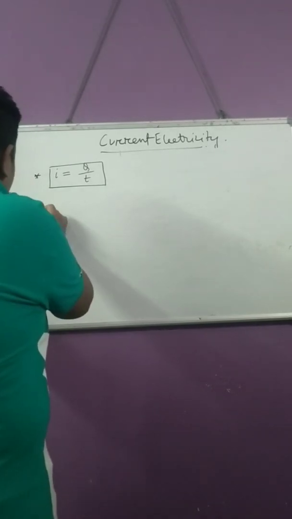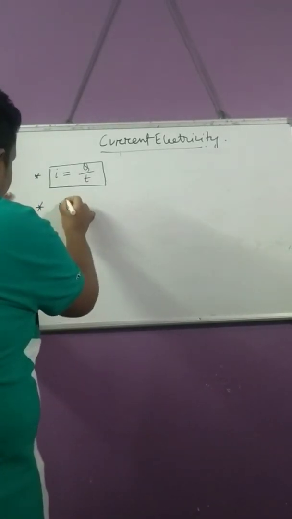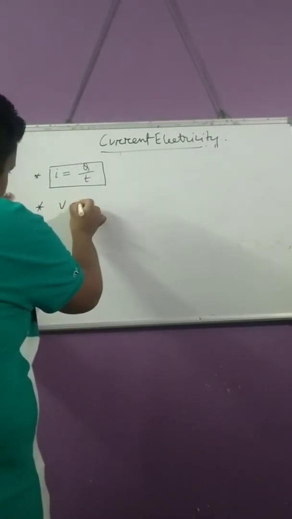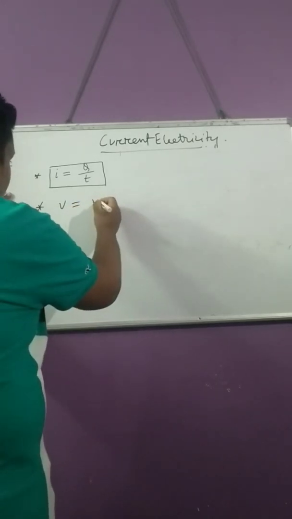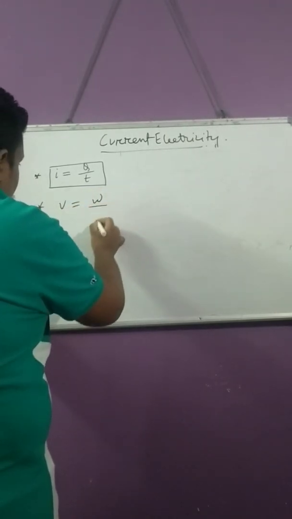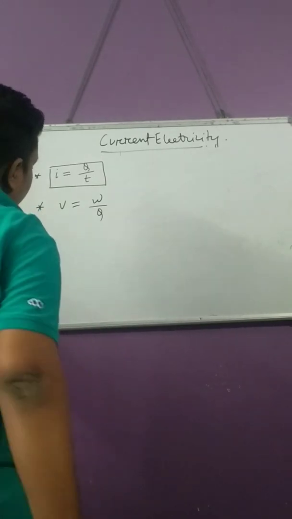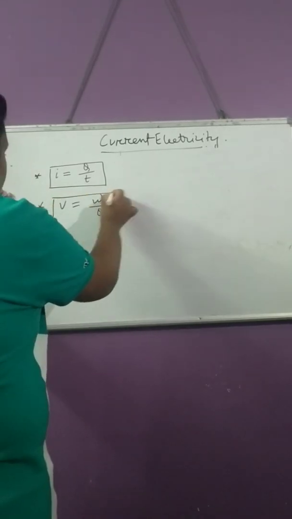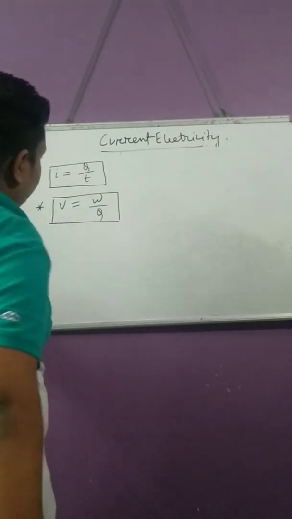Next we have studied what is potential difference, V. It is nothing but work done to take a charge from one point to another. So far we have studied these two formulas.